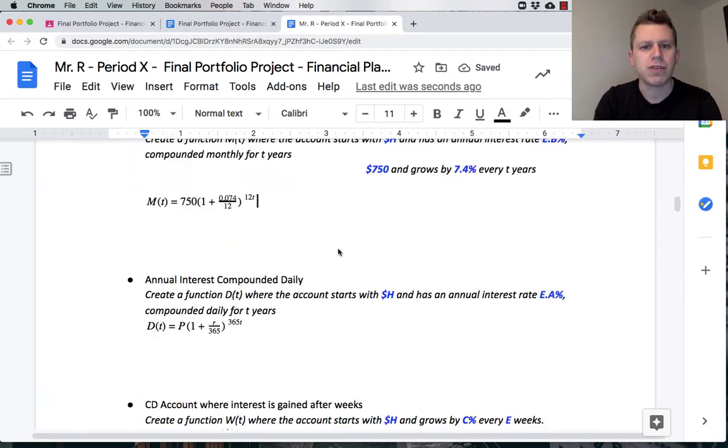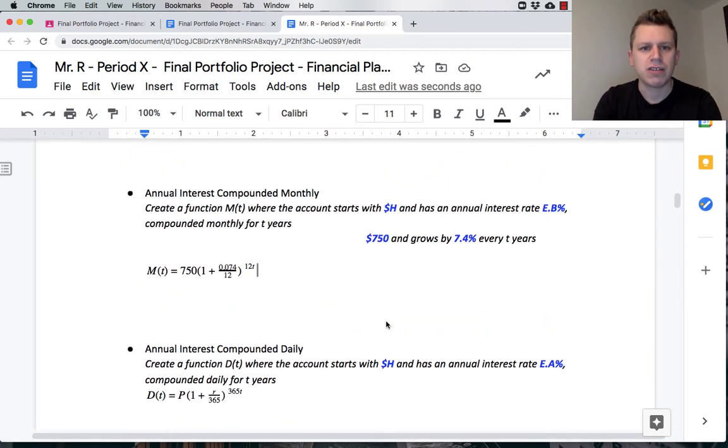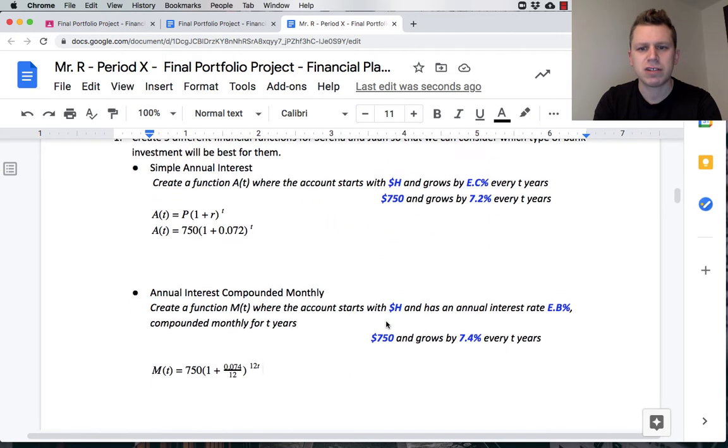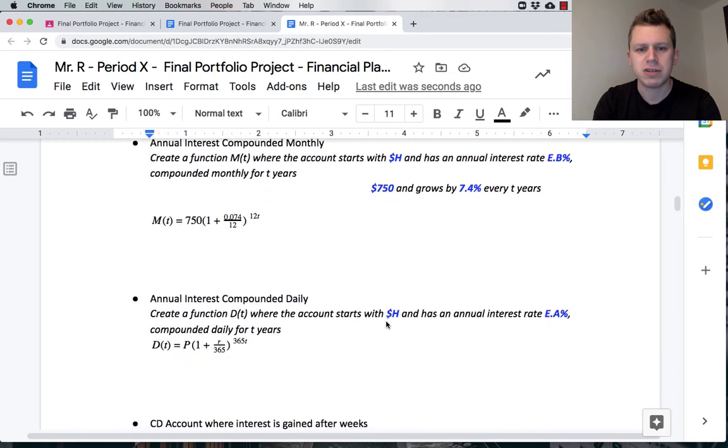Beautiful thing. That's part one. You're creating those 5 functions. I did the first 2 with you. I think you'll be able to do the next 3.